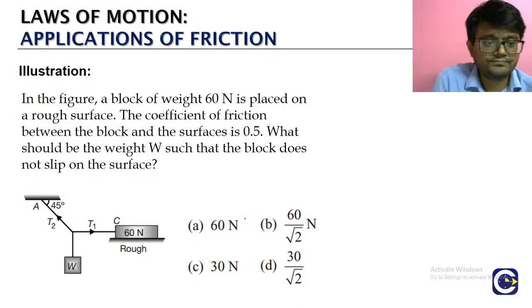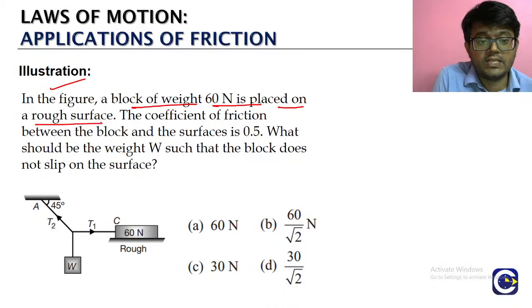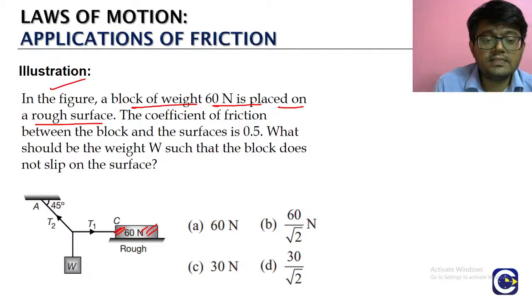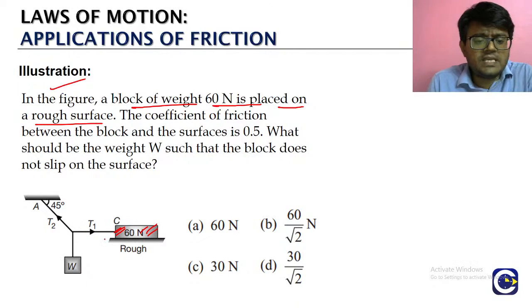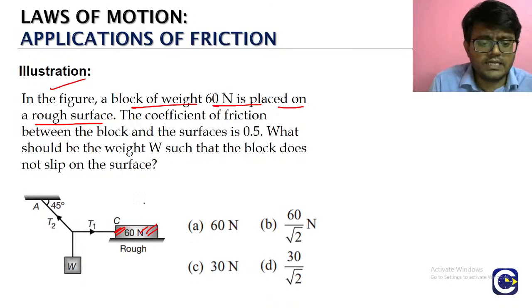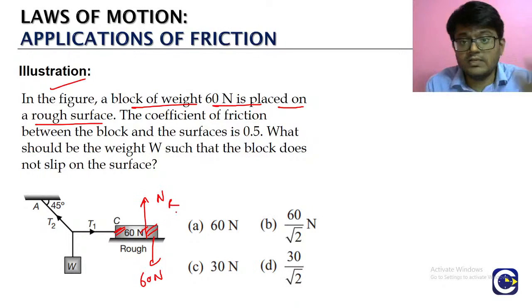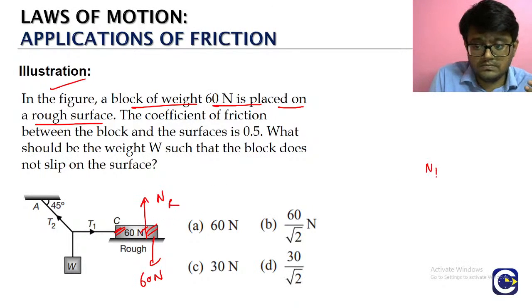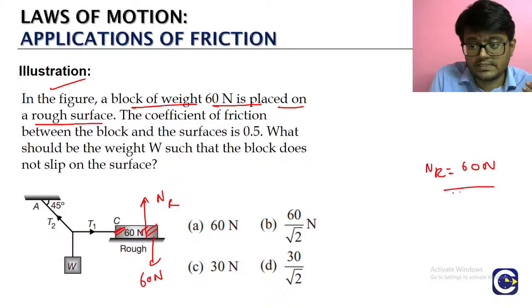So look at this. In this figure, a block of weight 60 newtons is placed on a rough surface. So we can see here, this is the block with weight 60 newtons. We are attaching a rope on the horizontal side, which means vertically there will be the normal reaction and the weight, given as 60 newtons. Vertically there is no motion, which means the normal reaction will be 60 newtons. Okay, now read the question.